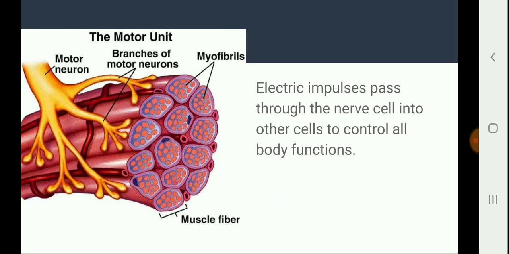Alright, so we've talked about the structure of a nerve cell. Now let's talk about the function. What does the nerve cell do? So here in this image, you can see the end of the nerve cell connecting to a muscle fiber or muscle cells. Muscle cells, again, are specialized, and they make up these fibrous kind of links, like long strings. Those electric impulses will pass through the nerve cell into other cells to control all body functions.